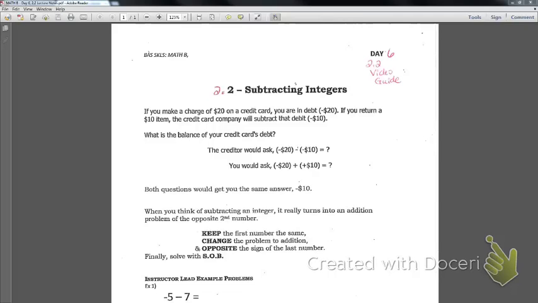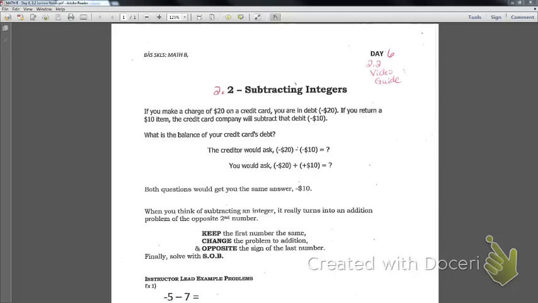This is lesson 2.2, subtracting integers. Subtracting integers is really nothing more than just a different way of looking at addition of integers as well. For example, if you make a charge of $20 on a credit card, you're in debt, negative $20. If you return a $10 item, the credit card company will subtract that debt, or negative $10. So what is the balance of the credit card's debt?